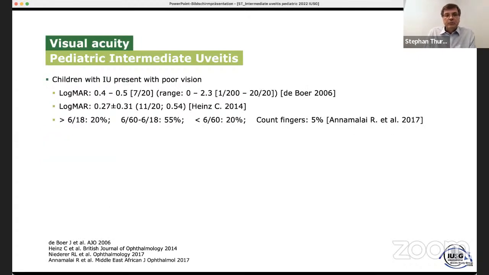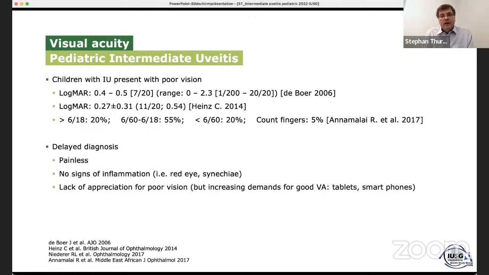Now, how do these children present? Well, they usually present with fairly poor visual acuity, with a logMAR of 0.4 to 0.5. In another publication in Germany, it was a little better. And from India, we have a publication that shows that most patients have a visual acuity of less than 6/18. Why is this? It's because the diagnosis is delayed. And the reason for this delayed diagnosis is that this disease is painless.